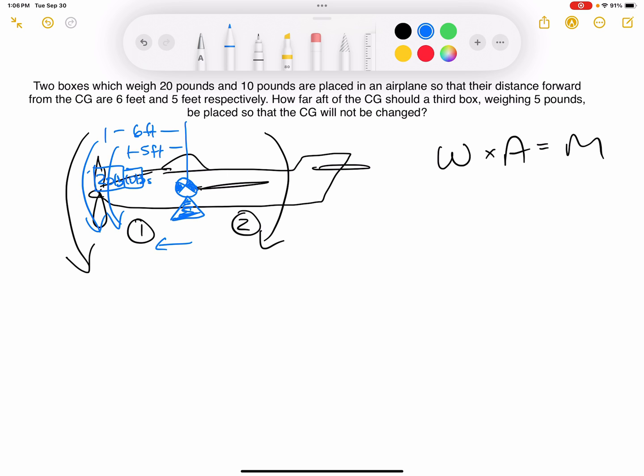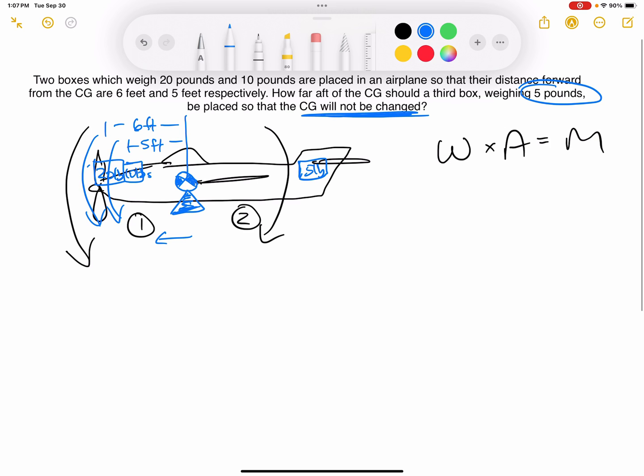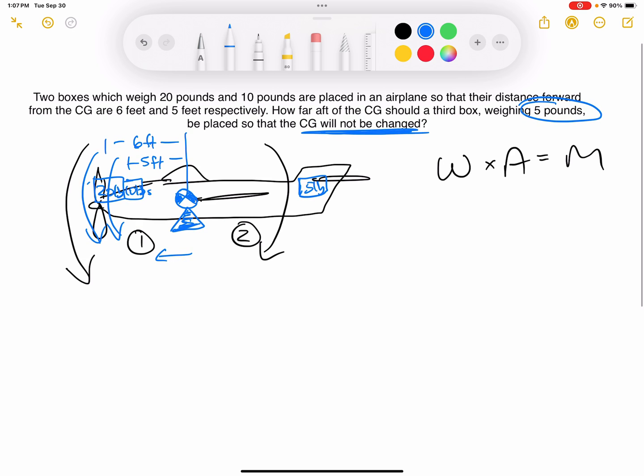But the question is asking us that it does not want the center of gravity to be shifted. So in that case, what we can do is add a weight in the back. In this case, it tells us the weight is 5 pounds. So that could be similar to what is called a ballast. A ballast is just a weight added into the aircraft so that we can move the center of gravity where we'd like it to move. But in this case, we would be adding a ballast to keep the center of gravity where it's currently located.